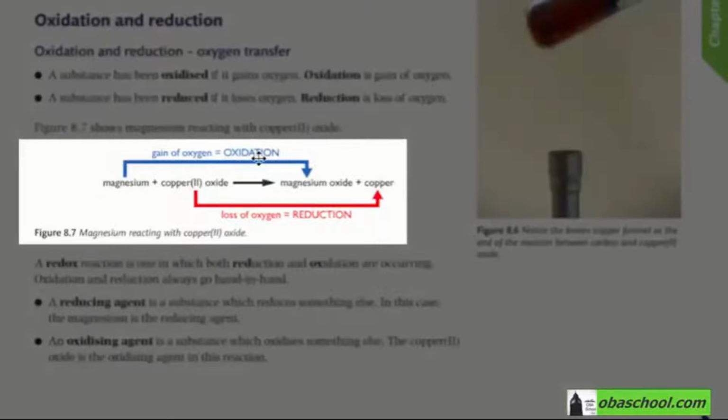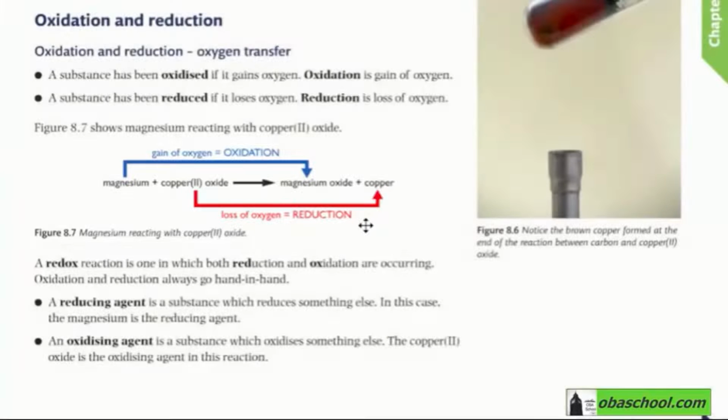Oxidation is the gain of oxygen. However, reduction is the loss of oxygen. Whenever we have an equation having oxidation and reduction, it's said to be a redox reaction. We'll also explain what a reducing agent and an oxidizing agent are. These terms, written in bold, must be memorized very well because they are extremely important.